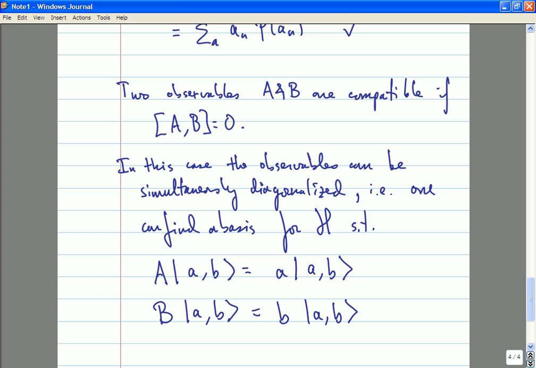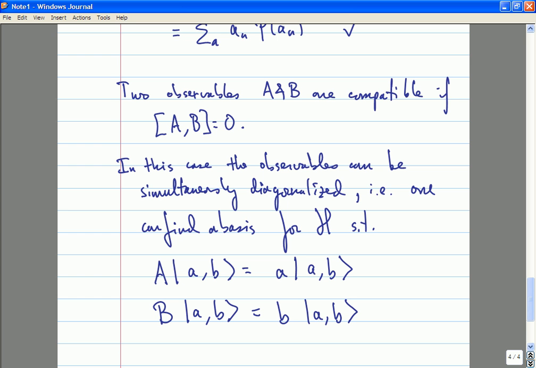So is it clear that if 2 operators can be simultaneously diagonalized, their commutator must be equal to 0? If that's not clear, think about it, and try and prove it to yourself. So this lecture today is a fair amount of review. So if you're bored, prove that to yourself, and if you're still bored, prove it again.